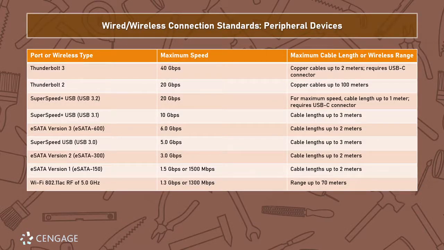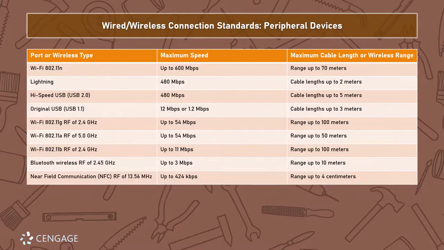So here are just some standard peripheral devices and their speeds. So you'll see some stuff you recognize, I'm sure: Thunderbolt 2 and 3, USB 3.0, eSATA, Wi-Fi. Here's some older ones: Lightning, USB 2.0, USB 1, and some older versions of Wi-Fi as well, bands A, B, and G. Bluetooth is there, NFC. All of these have different applications, which is why the fact that Bluetooth is nowhere near as fast as most of our Wi-Fi or USB connections doesn't really matter.